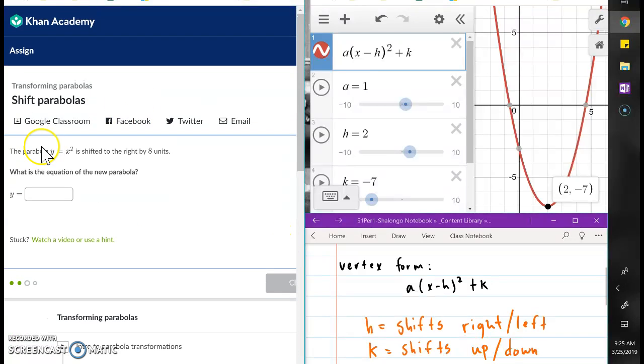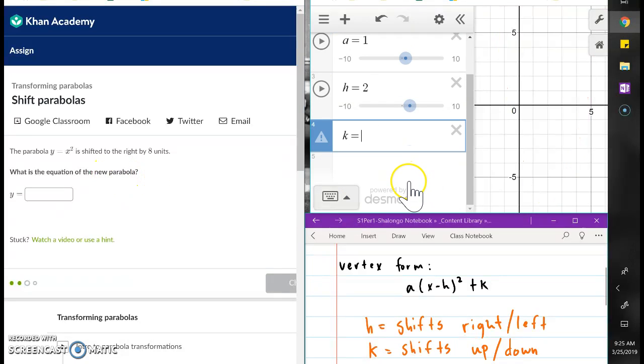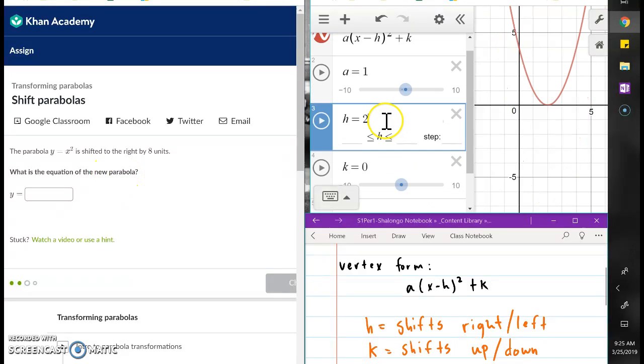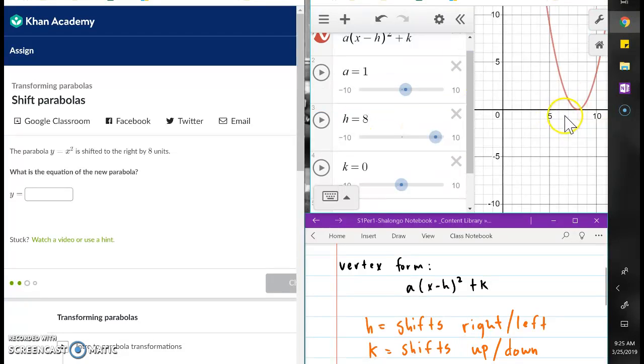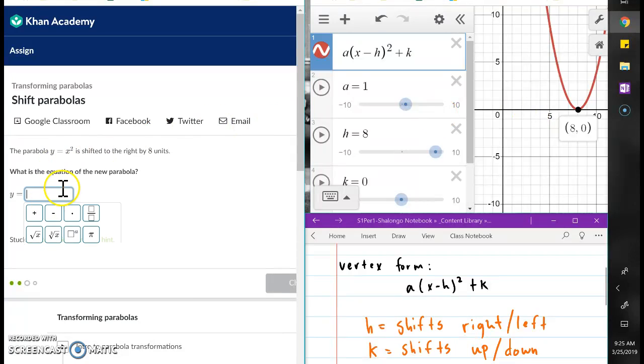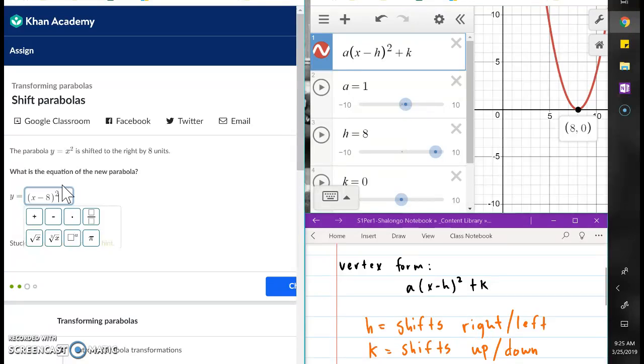Done. Parabola x squared is shifted to the right by 8 units. What is the new equation for the parabola? So that means K is 0. They didn't shift it up or down. They shifted it to the right. Let's make sure that's a positive 8. Yes, that's to the right. Nice. Cool. When I type in the equation, I type in x minus 8 squared. And I can put plus 0, but I don't have to.